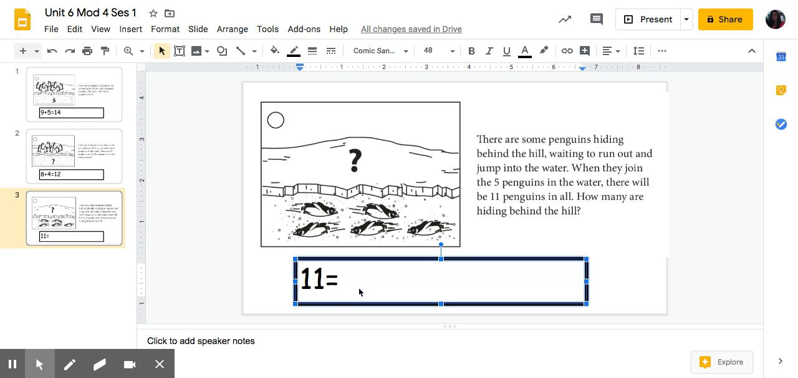And we said there are some hiding behind a hill. Do we know how many? No, so that's our missing part. And those penguins that we're not sure how many there are, they're going to join 5 other penguins. So I could say 11 equals blank plus 5. See if you can figure out how many penguins are hiding behind the hill.